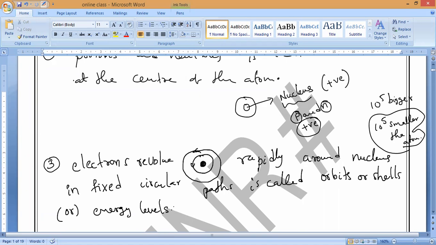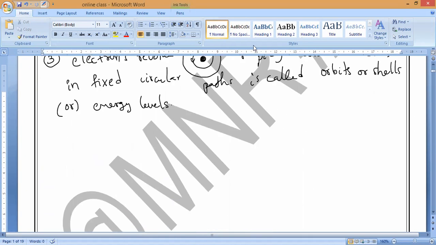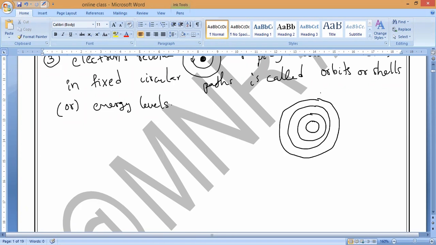So these energy levels, which one has more energy? The shell which is closer, or the one far away? A discrete orbit also we can say. If this is the nucleus, the shells present closer to the nucleus have less energy. The shells far away from the nucleus have more energy, or we can say higher energy shells. Understand? So in these orbits only, the electrons revolve around the nucleus in a fixed path.